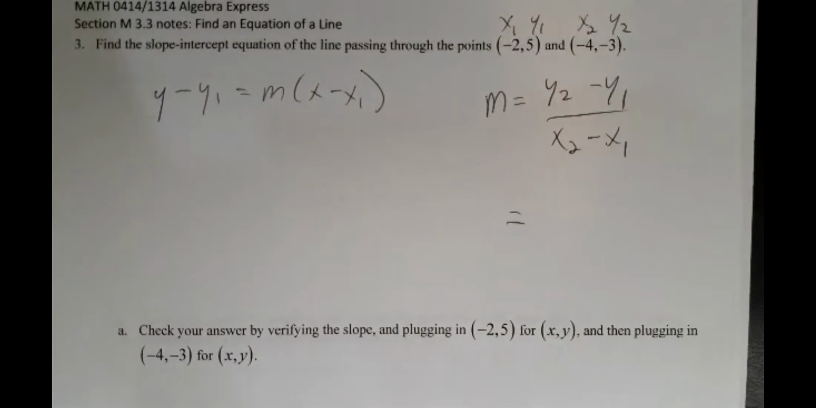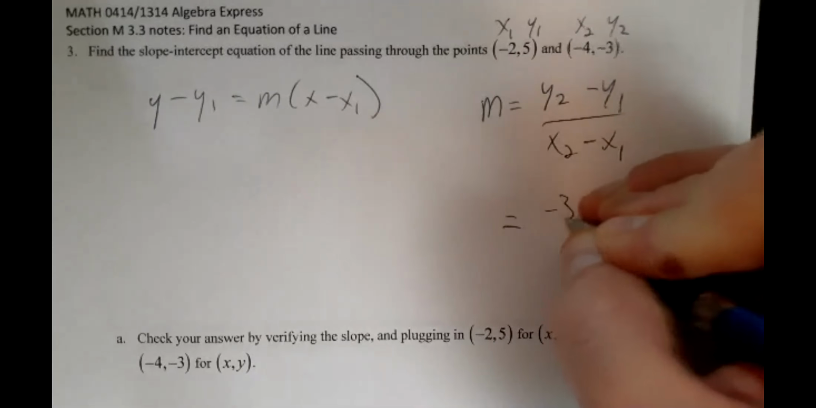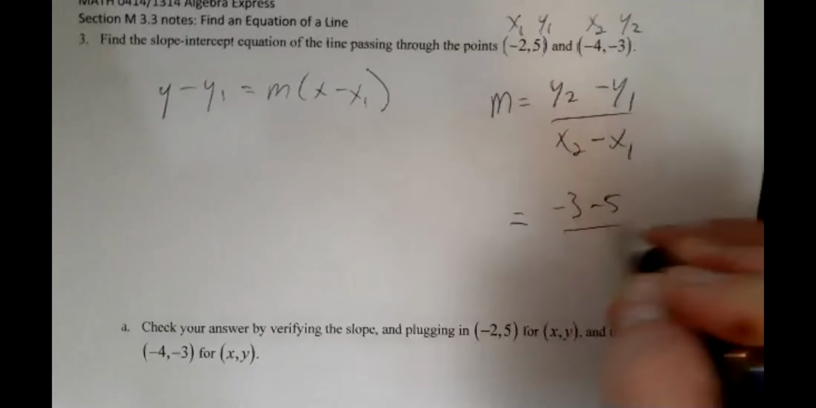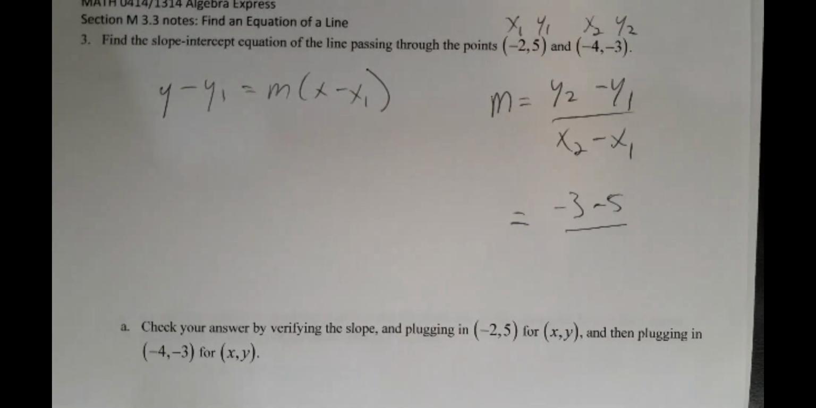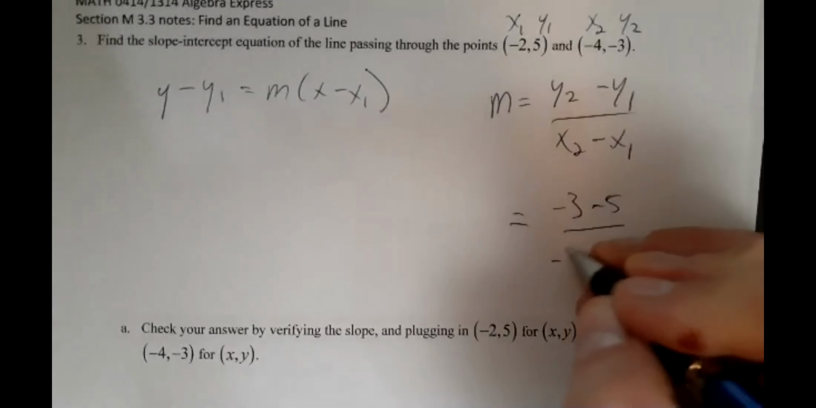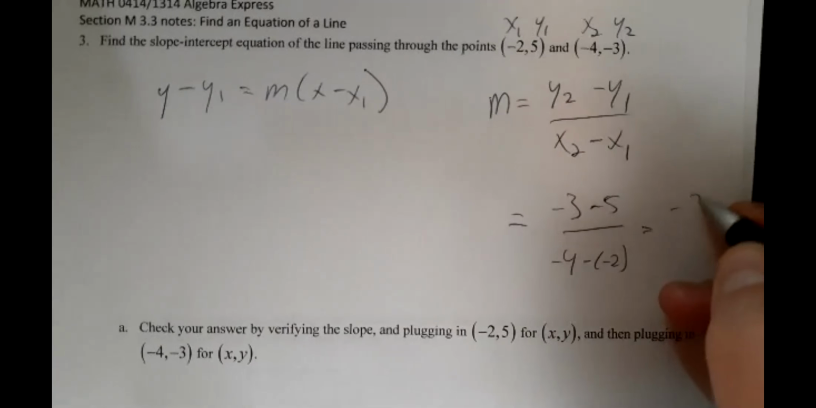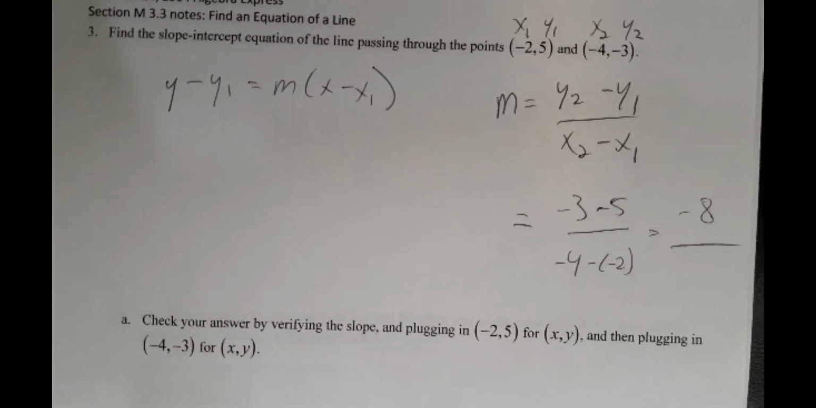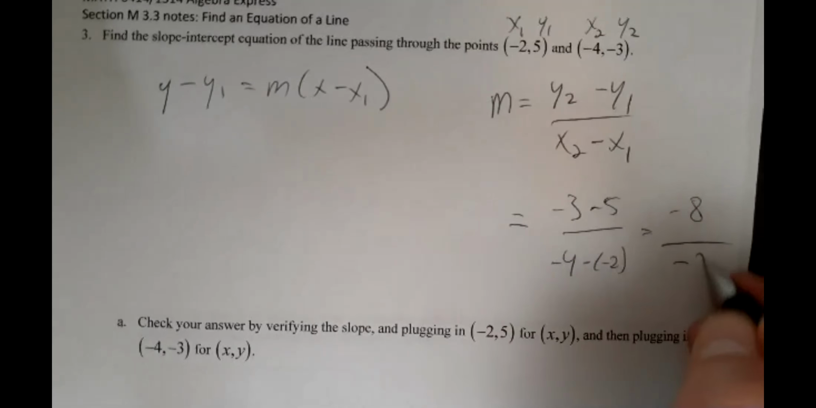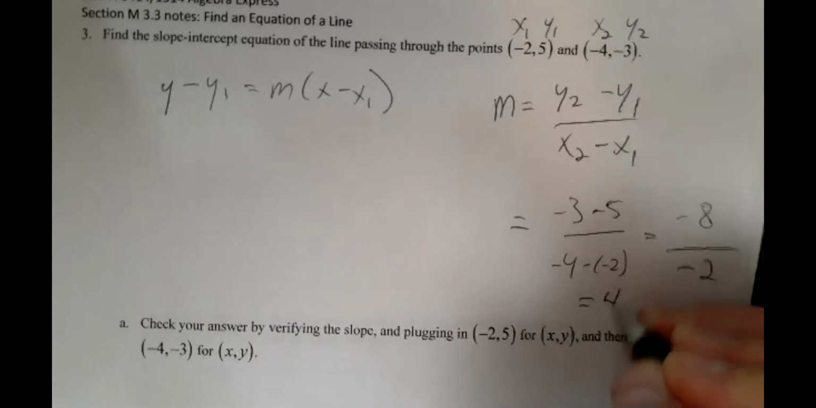So y2 minus y1 looks like -3 minus 5, and that is over -4 minus the -2. That's -8, and I'm doing -4, that's really -4 plus 2, over -2. I believe my slope should be 4.